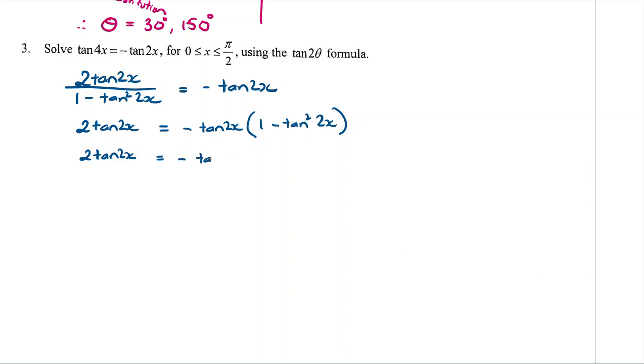Is negative tan 2x. Negative and a negative makes a positive. What is tan 2x times tan squared 2x? Tan cubed. Very good. Oh, is this going to be a quadratic?